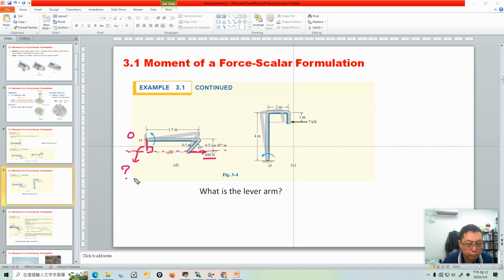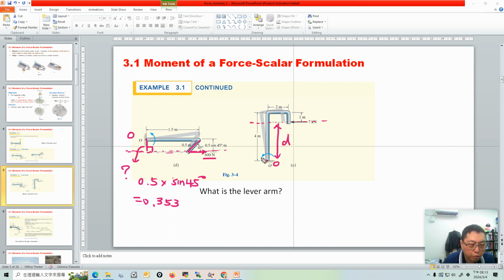So how do we calculate this lever arm? It doesn't give you the lever arm directly. It gives you the distance 0.5 and the angle here. So your lever arm is 0.5 times sine 45 degrees, which is 0.353. The final one has a force of 7 kilonewton, and the reference point O is here. So your lever arm is this distance.